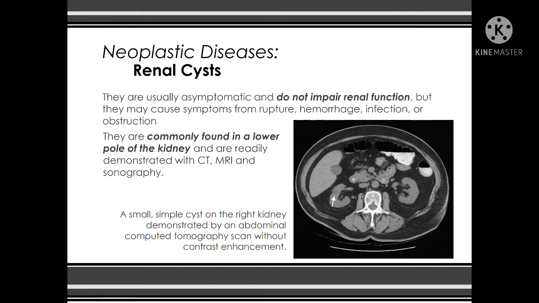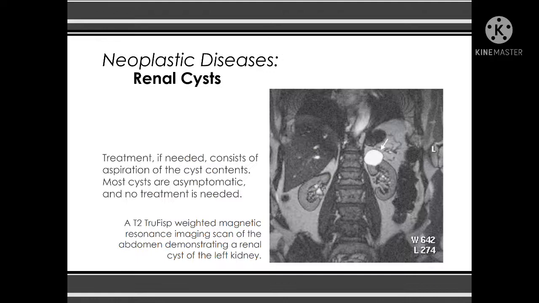Now let's proceed with the neoplastic diseases. First is the renal cysts. So they are usually asymptomatic and do not impair renal function, but they may cause symptoms from rupture, hemorrhage, infection, or obstruction. So they are commonly found in the lower pole of the kidney and are readily demonstrated with CT, MRI, and sonography because cysts have sharply defined margins. Most cysts are asymptomatic, but if treatment is needed, an aspiration of the cyst contents is usually performed.